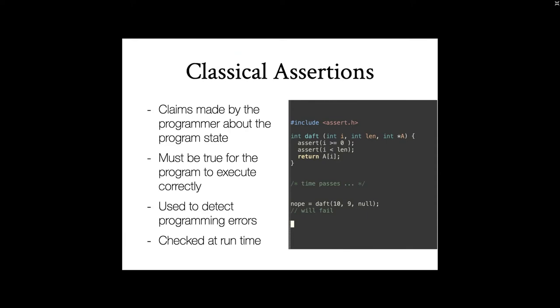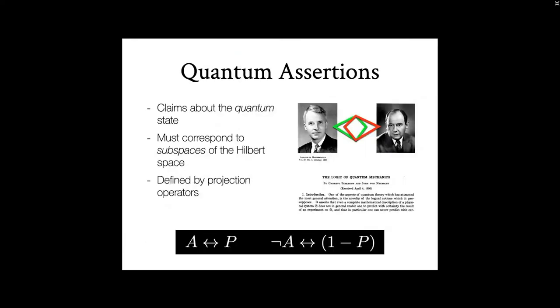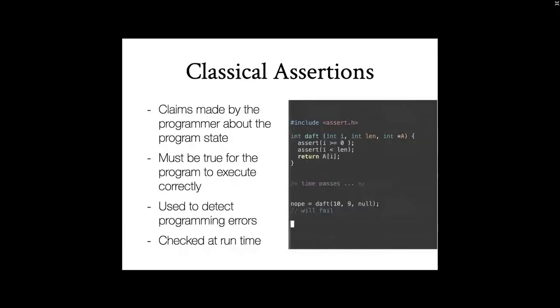And if I try to use an array index which is past the end of the array, then that would fail the assertions. Okay, so that is the idea. Can we generalize this to the quantum setting? So over here we're talking about the state, right?